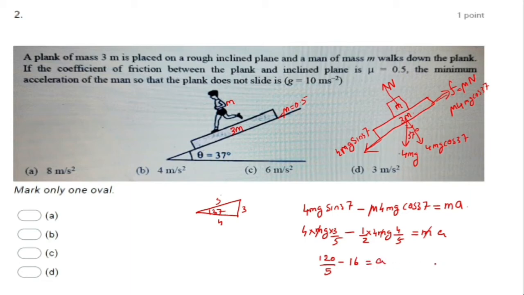Now what is the final answer? Therefore acceleration a is equal to 120 minus 16 into 5, that is equal to 80 divided by 5. 120 minus 80, 40 divided by 5. So the answer is equal to 8 meter per second square. So the option you can see there, that is option A.